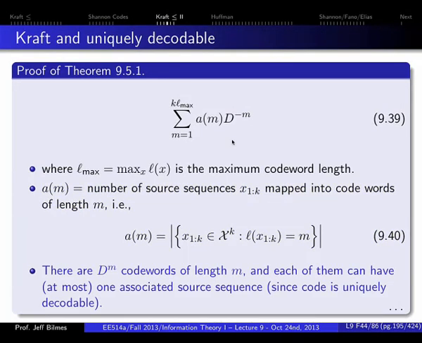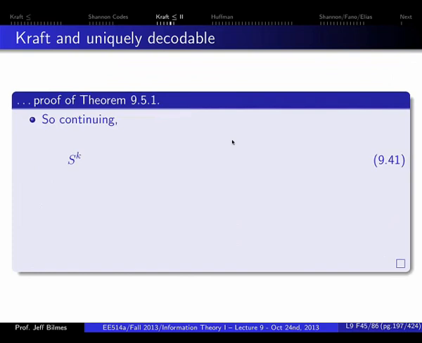So we have D to the M possible code words of length M, and each of them can have at most one associated source sequence. Right? And why is that? Because it's uniquely decodable. So now we're using unique decodability. And hence A of M can't be any bigger than D to the M. It's the maximum number. So when we continue this equation, S to the k is equal to this.